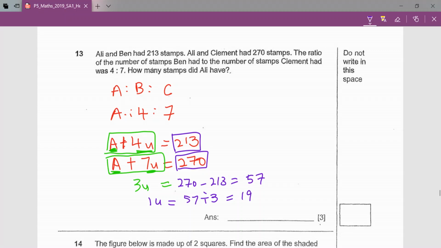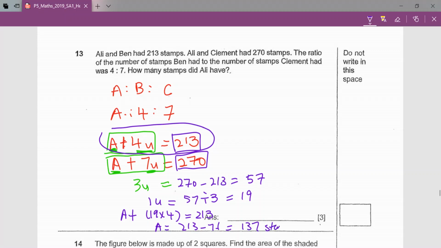How many stems did Ali have? So you have to substitute this into one of the equations. Let's choose this one. So it's gonna be Ali plus 19 times 4 equal to 213. 19 times 4 is 76. So Ali equals 213 minus 76. That's 137 stems.